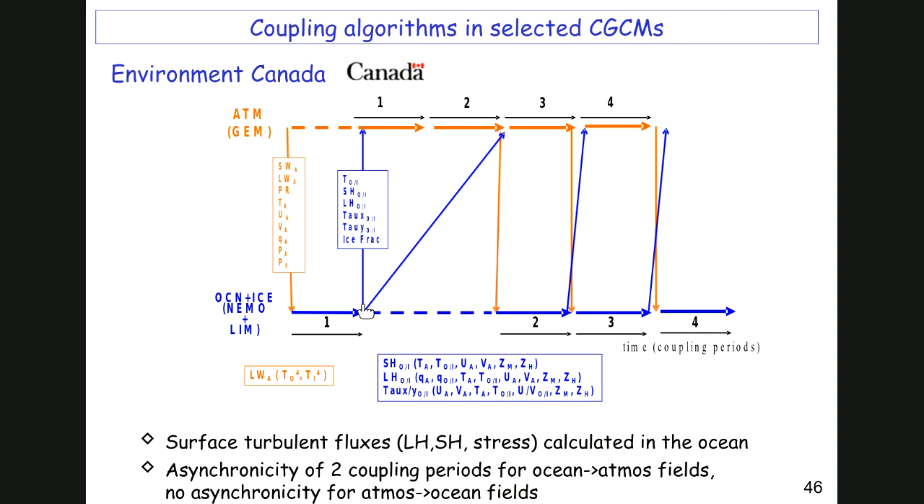It sends those values to the atmosphere, which runs its first, then its second, and then also its third coupling period, always with the same values. And then after the second coupling period of the atmosphere, the atmosphere sends some atmospheric variables at the first level, for example the temperature, the velocities or the pressure. And it sends this to the ocean, which can run its second coupling period.